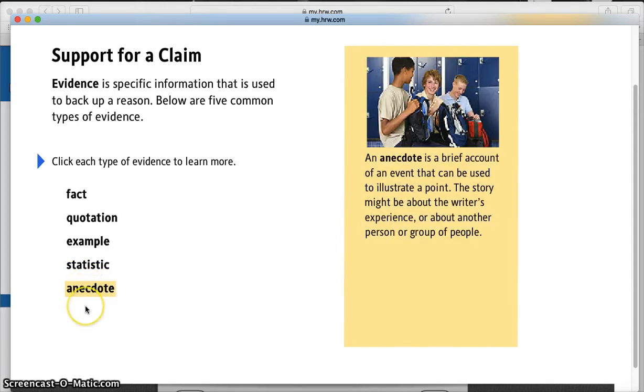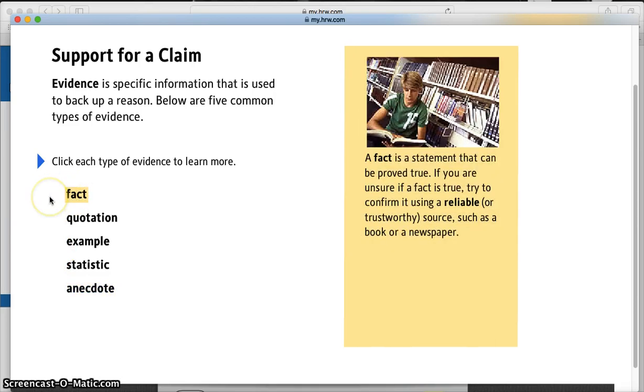And this is that newer one we've already talked about, anecdote. An anecdote is a brief account of an event that can be used to illustrate a point. The story might be about the writer's experience or about another person or group of people. So the 2 that we didn't touch upon, I feel like in elementary school you've already learned what a fact is pretty well. It's just something that's proven to be true.